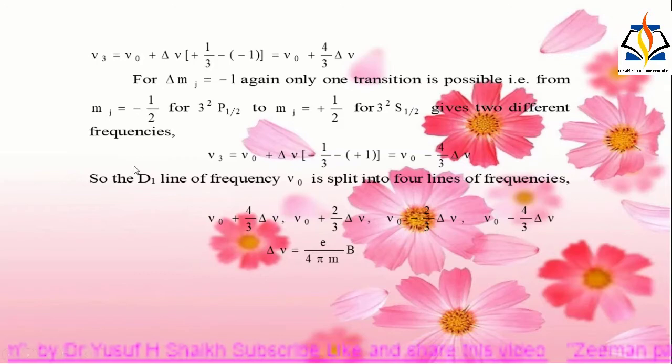So the D1 line of frequency nu0 is split into 4 lines of frequency, that is nu0 plus 4 upon 3 delta nu, nu0 plus 2 upon 3 delta nu, nu0 minus 2 upon 3 delta nu, nu0 minus 4 upon 3 delta nu, and delta nu is equal to E upon 4 pi m into B.